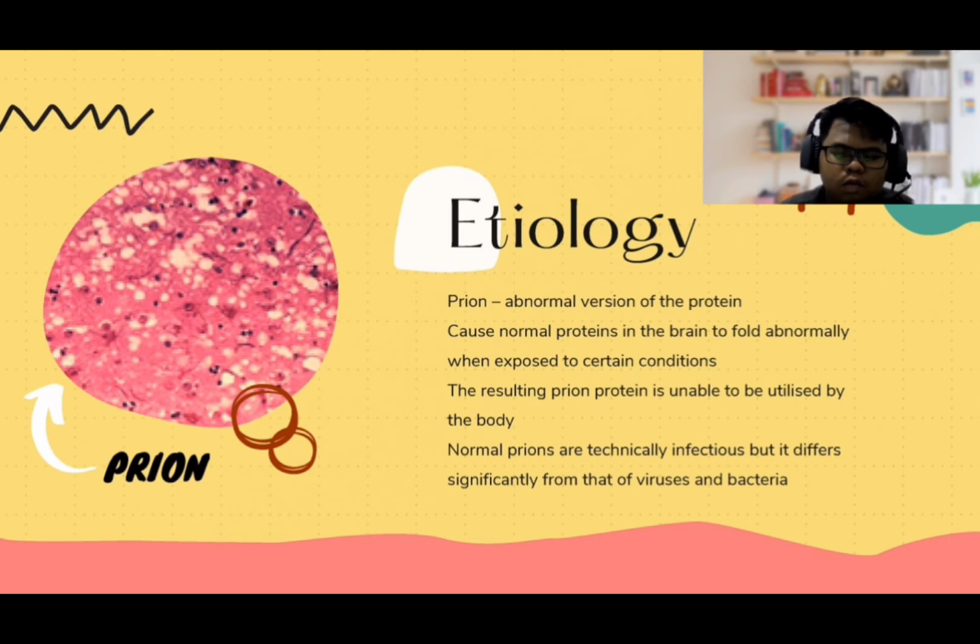When a mistake occurs during protein folding, the resulting prion protein is unable to be utilized by the body. These misfolded prion proteins are normally recycled by the body, but if they are not recycled, they can accumulate in the brain, causing dementia. Normal prions are technically infectious, but their infectiousness differs significantly from that of viruses and bacteria.